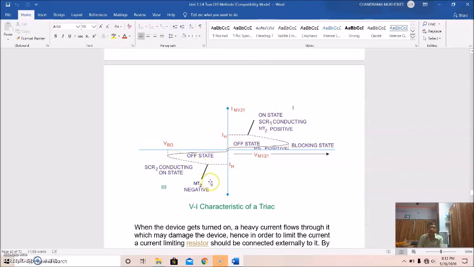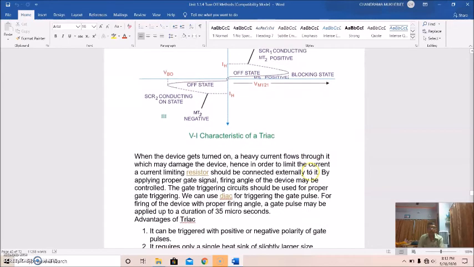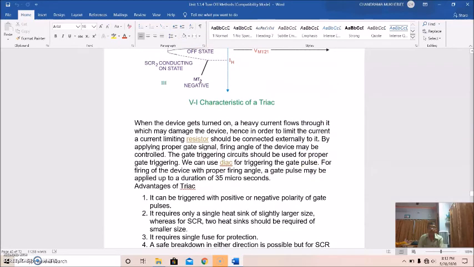So this is like two resistors. When the device gets turned on, a heavy current flows through it. It will damage the device, and in order to limit the current, a current limiting resistor should be connected externally to it. By applying a proper gate signal, the firing angle of the device will be controlled. The gate triggering circuit should be used for proper gate triggering.